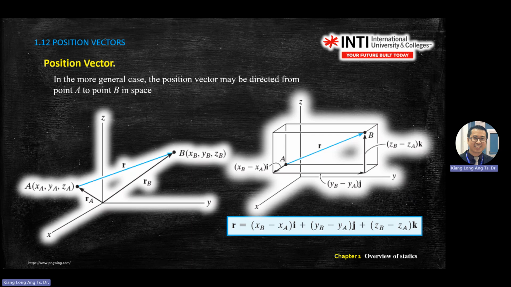Okay, when you draw it as a box, how you move from A to B is you move from A in this direction. This is the X moving direction. This is the Y difference. This is the Z difference.